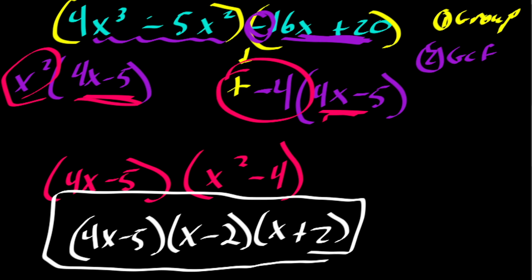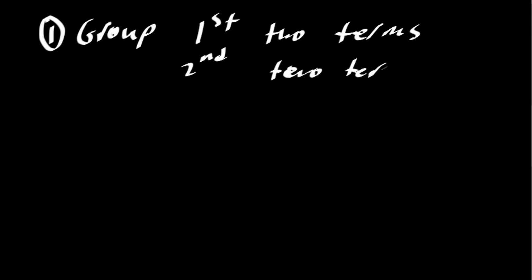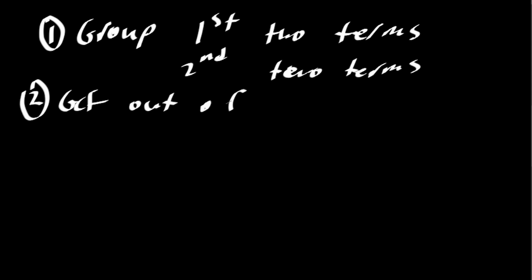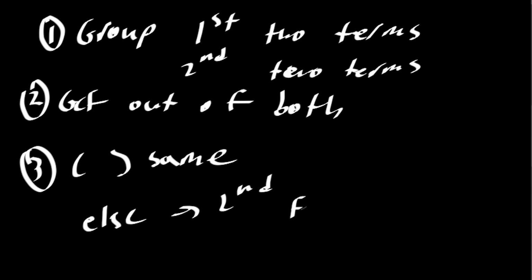So once again, grouping is a method used for 4-term factoring, and grouping works like this. The first step is you group your first two terms and second two terms. All right. Then we take a GCF out of both groups. And then the last thing we do is we want to make sure that our parentheses are the same. And then everything else is our second factor.